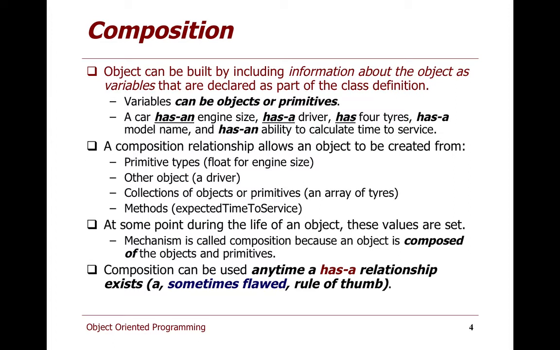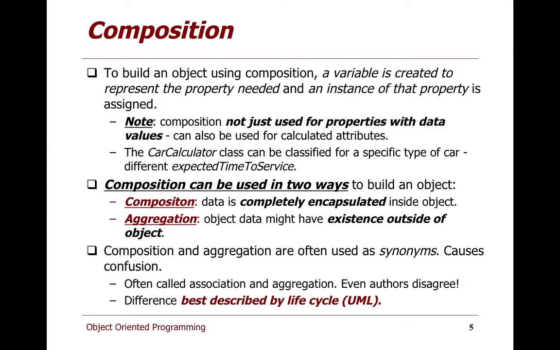Maybe composition is wrong and is the wrong form of reuse we're talking about here. 80% of the time it is not wrong. It is the correct form of reuse. We'll see that it is the rule for inheritance used incorrectly that could cause the problems. So to build an object using composition, an instance variable is created to represent the property needed.